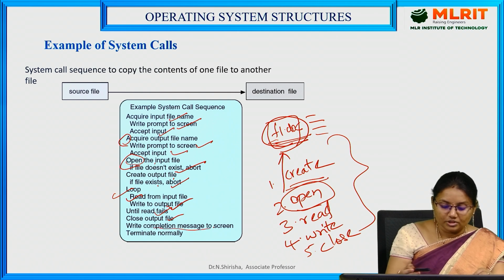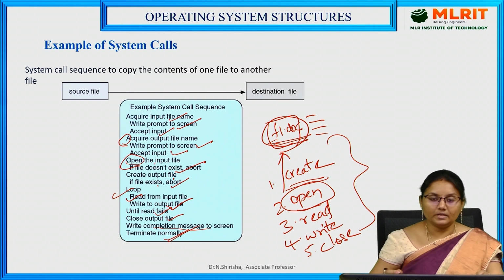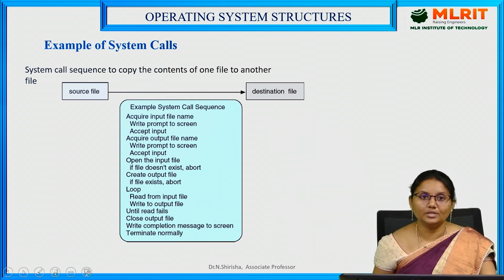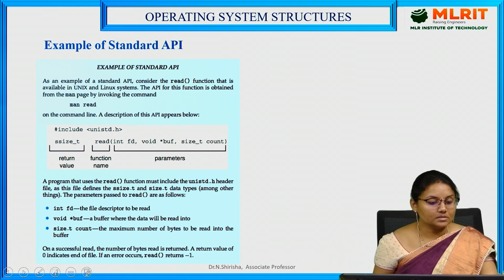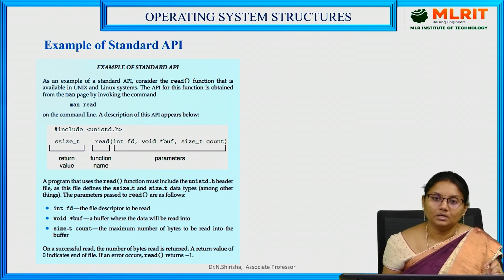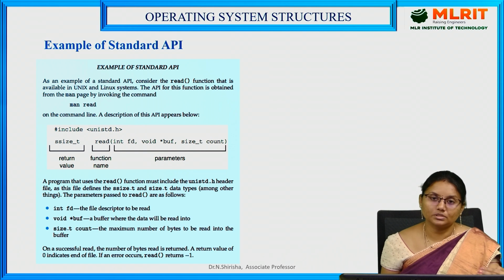After that, write a completion message to the screen and terminate. So once you acquire the file, finally you terminate it. This is just one example where system calls can be used. This is an example of a standard API. We are talking about services, system calls which are used through the user interfaces, and the intermediary is the system call.